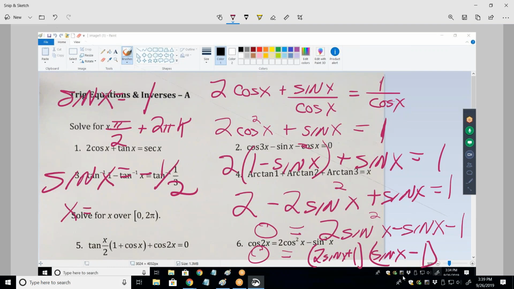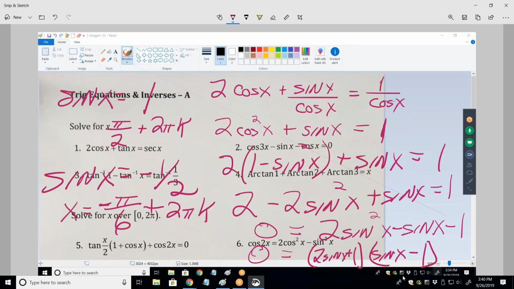That is 150. So is that? No, actually, it's not 150. If you put that into your calculator and take the inverse sine of negative 1/2, it'll give you minus 30 degrees. So that's a good answer. Minus pi over 6 plus what? Plus 2 pi k.